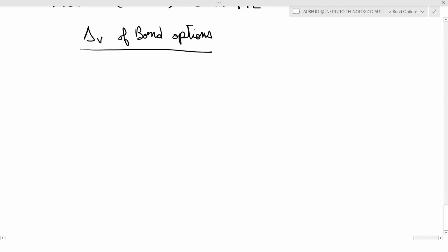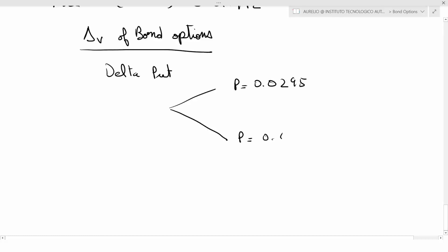Finally, we're going to compute the delta Vasicek of bond options. So let's compute the delta of that put option we just worked with, the European put. The European put has a value of 0.0295 in the up scenario, and in the down scenario it has a price of 0.0054. Now, the zero rate in the up scenario is 9.67. This one you get from discount factors, and in the down scenario it is equal to 4.33.